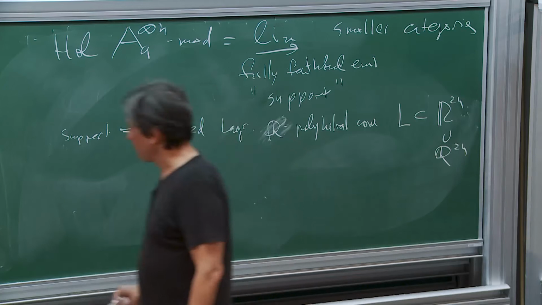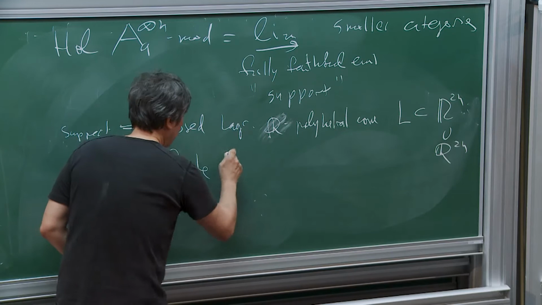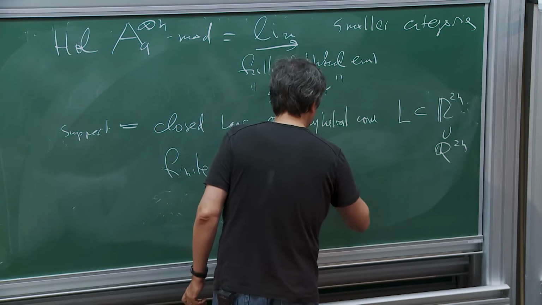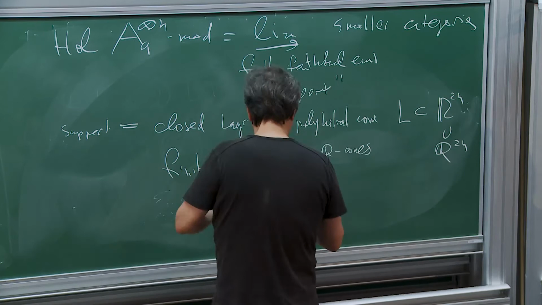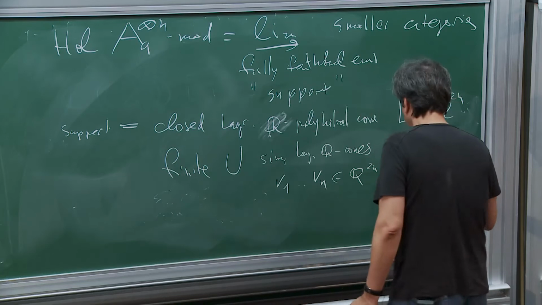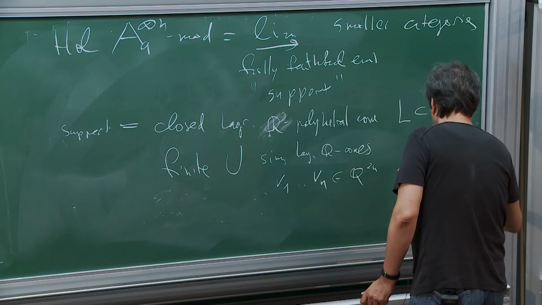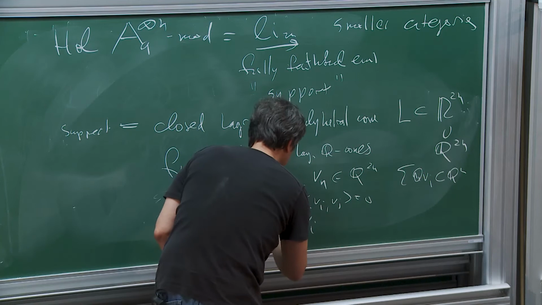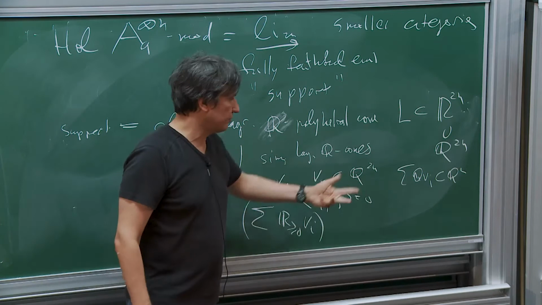What it means is just a closed subset which is a finite union of simplicial Lagrangian polyhedral cones. So you have n vectors in Q to the n, linearly independent, and the symplectic pairing is zero. You take the sum over R_{\ge 0} v_i, with vertices rational. They are non-zero vectors which are linearly independent and generate a basis. You take all possible such subsets.